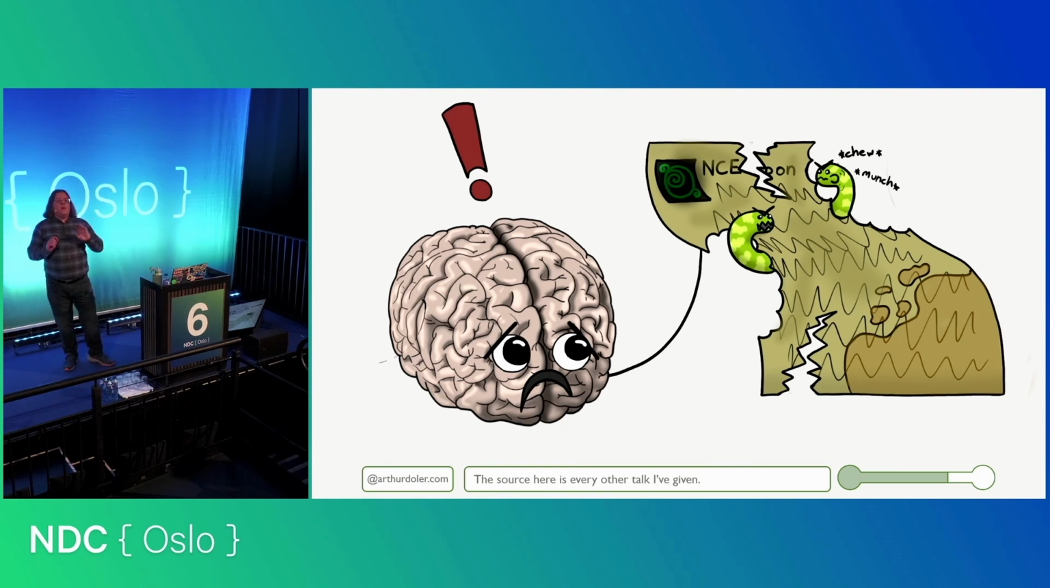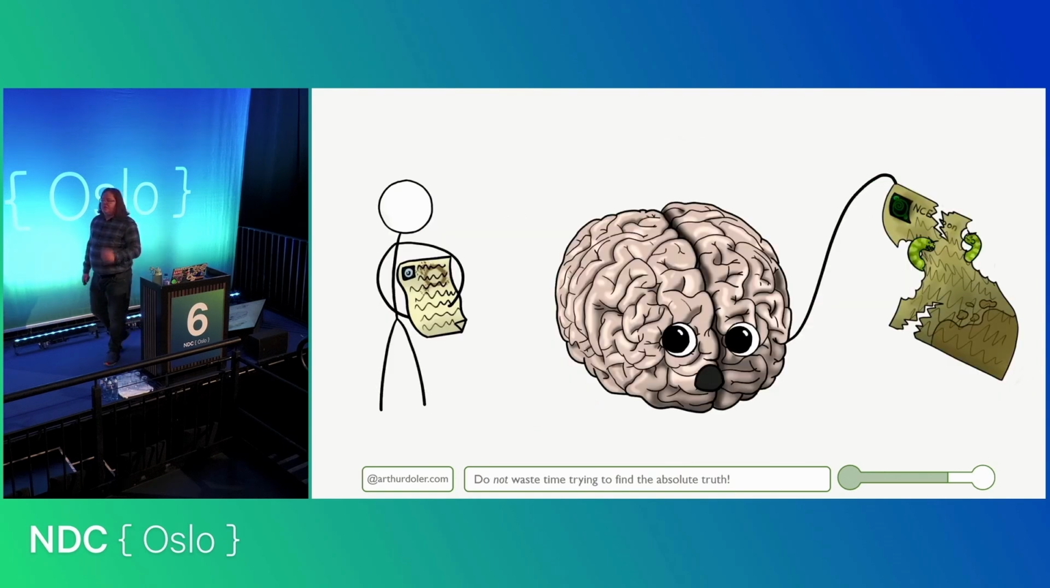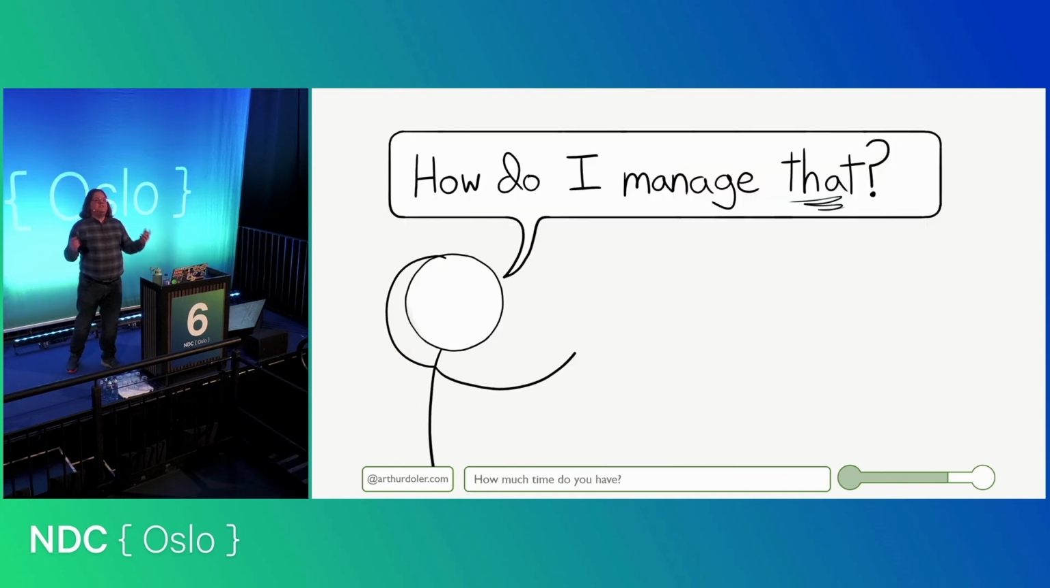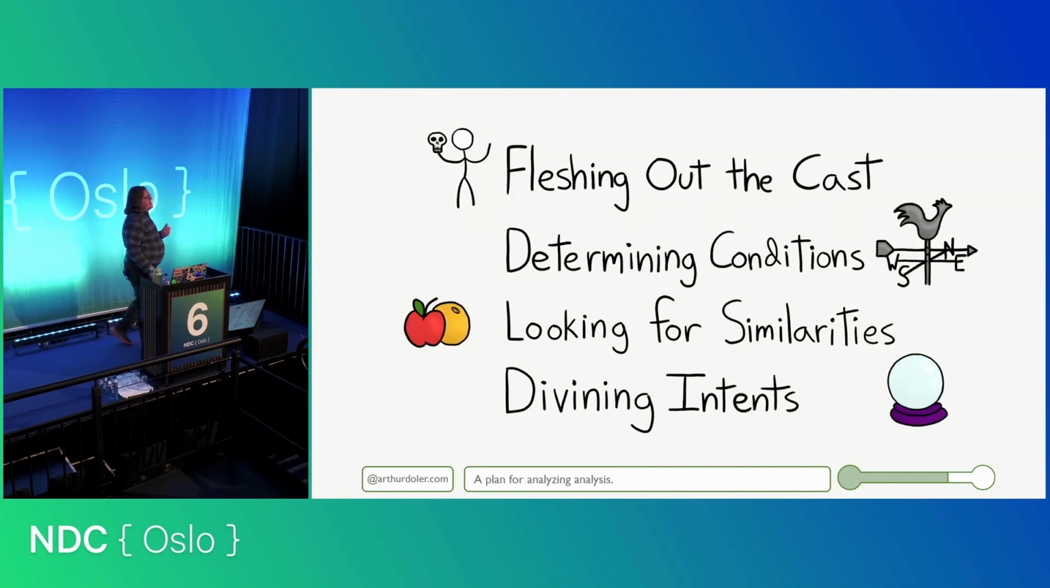Now, to be clear, your goal is not to find out the true story. That's likely to take way too long and might actually be impossible. There's usually a lot of gaps in the documentation, in the histories that we work with. Your goal is to find a story that is better, that is less wrong, and thus more useful than the default one which your brain is probably screaming at you. How do you manage that? We've got a subset here. A couple different steps, the first of which is fleshing out the cast, determining conditions, looking for similarities, and divining intents.